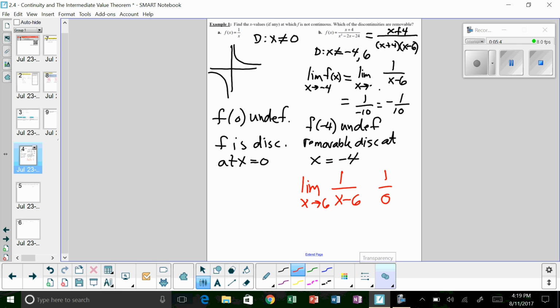This indicates that this is an infinite limit because we have a constant divided by a quantity that's getting closer and closer to 0. We'll talk more about infinite limits in a later lesson, but basically when you see this form that cannot be simplified further and the 0 cannot be eliminated, there's no way to cancel this x minus 6, that indicates that we have an infinite limit and therefore an infinite discontinuity. So we have a non-removable discontinuity at x equals 6. In fact, it is an infinite discontinuity.